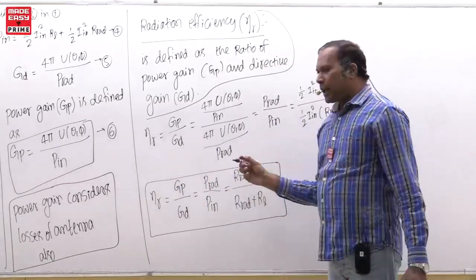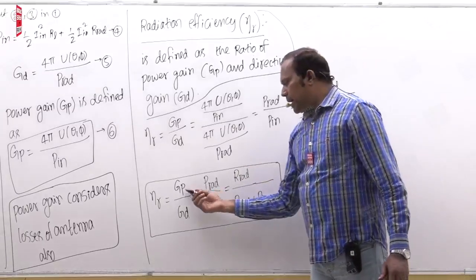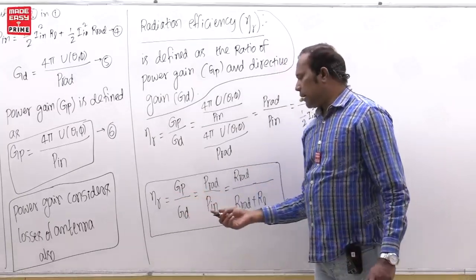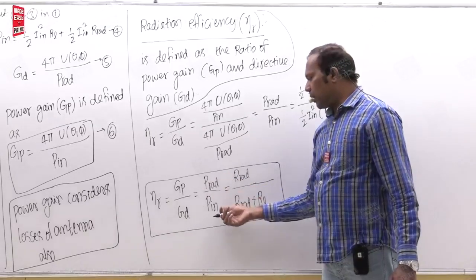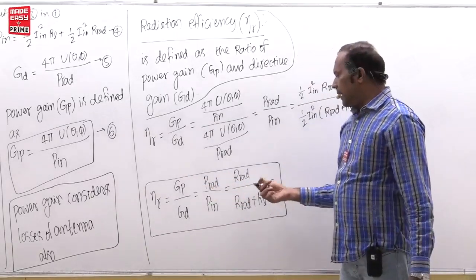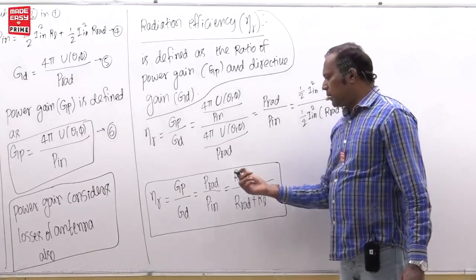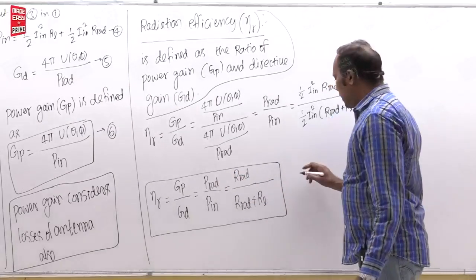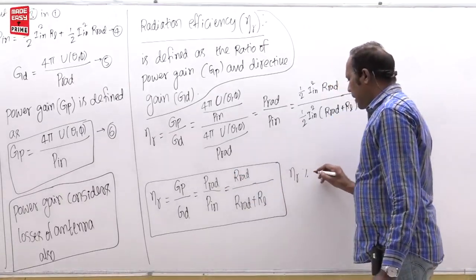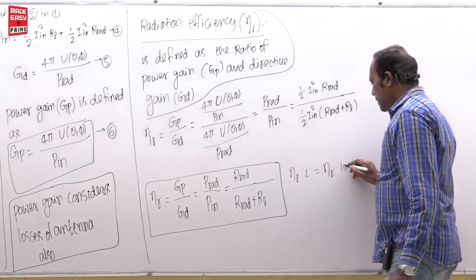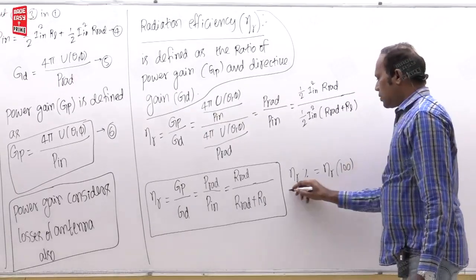Actually there are three ways to calculate it. If power gain and directive gain are known, you can calculate it. If radiated power and input power are known, you can calculate it. If radiation resistance and loss resistance are known, you can calculate it. If you want radiation efficiency in percentage, it should be multiplied by 100, students.